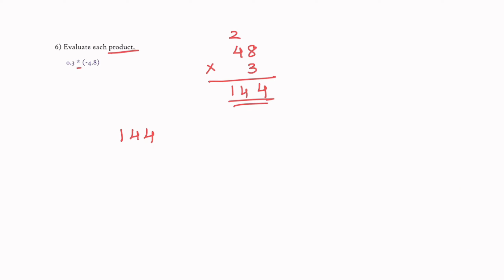Where do I put my decimal point? In this number, we have one decimal digit, and here we have one more. So in all, we have 2 decimal digits. I'm going to count from right to left 2 digits and put my decimal point here. Again, watch out. One of the numbers is negative, so the answer is going to be negative, because plus times minus gives us minus, or an odd number of minus signs. Clear? Let's go to the next one.